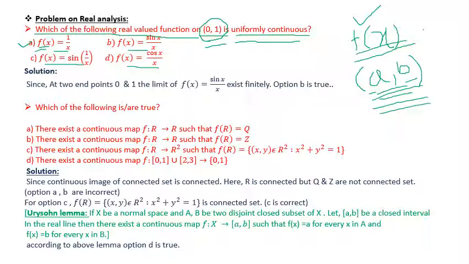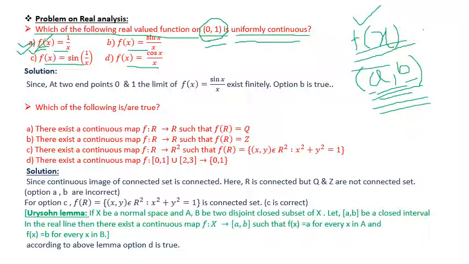Therefore, it will not be uniformly continuous according to our theorem. But here the limit as x tends to 1 of f(x) exists. If you take f(x) = 1/x, then the limit as x tends to 1 of f(x) equals 1, which exists. But the limit as x tends to 0 of f(x) does not exist. So that's why this option is not a correct option.